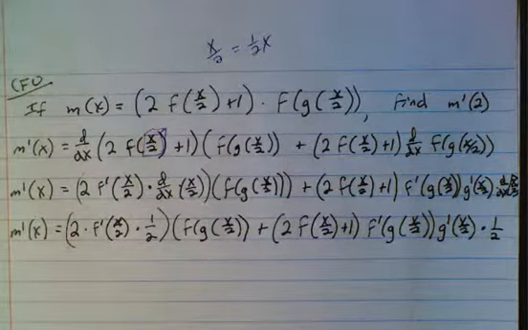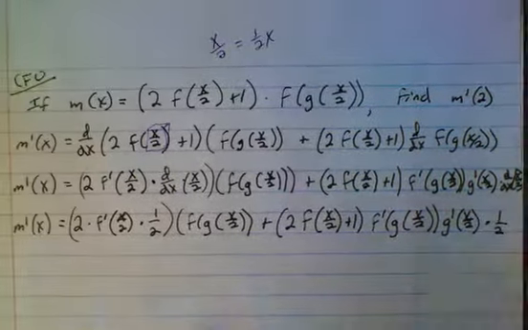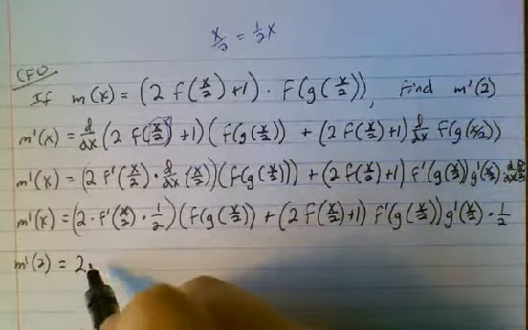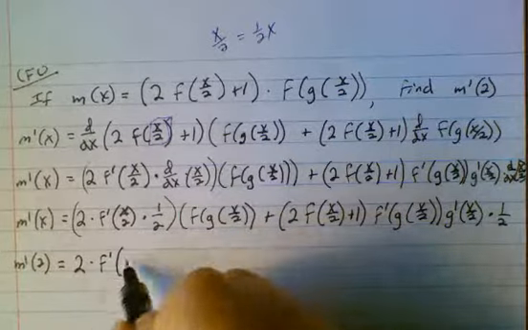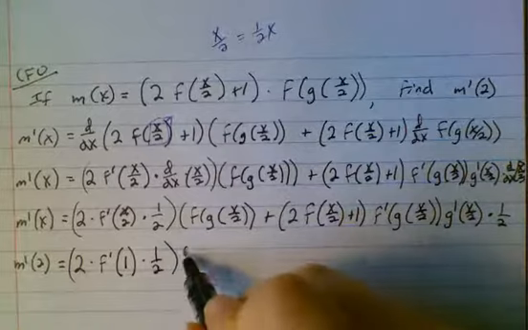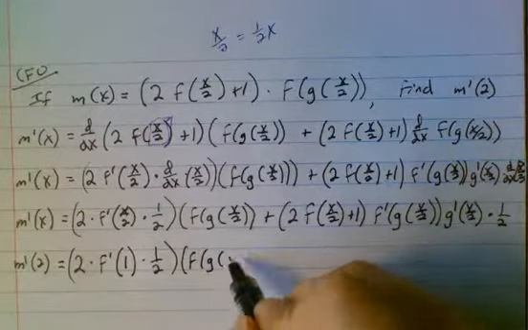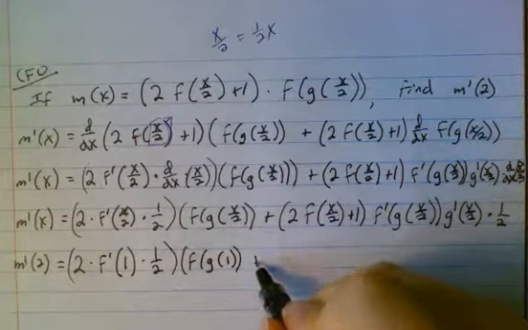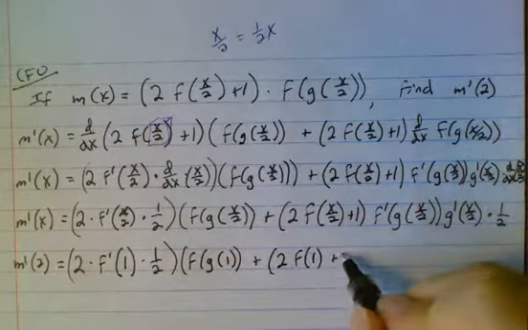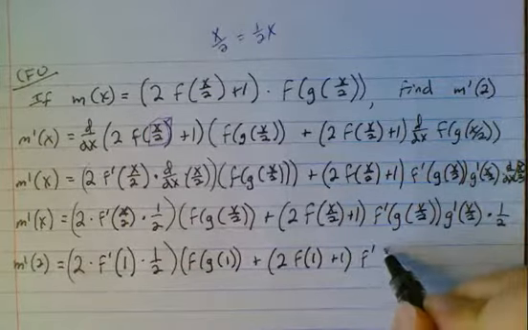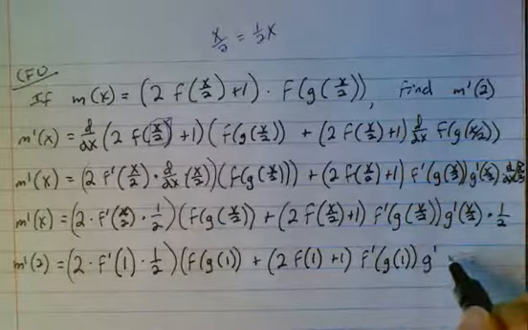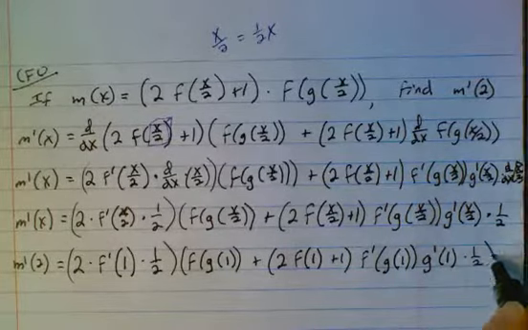Okay, let's start putting some numbers in. We know that x equals 2, so we can just put that in wherever we see an x. So m prime of 2 is going to be 2 times f prime of 2 divided by 2, or 1, times 1/2. Here we're looking at f of g of 2 divided by 2 is 1, plus 2, and then f of 2 divided by 2 is 1, plus 1. We've got f prime of g of 2 divided by 2 is 1, times g prime of 2 divided by 2 is 1, times 1/2.